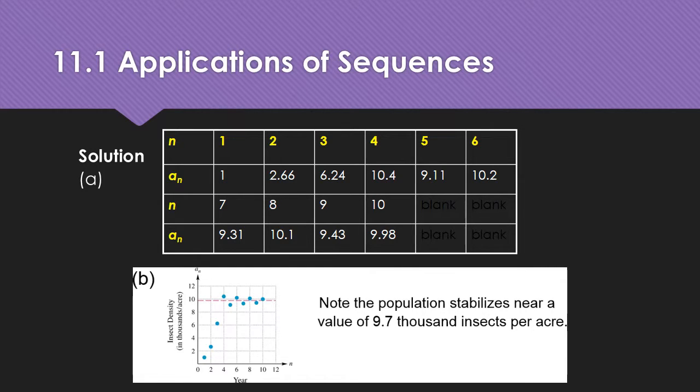And the graph, it says, note that the population stabilizes near a value of 9.7 thousand insects per acre, which if you think about it with an example like this, a population, there comes a time when the population just can't grow anymore because of its environment. So this actually makes a lot of sense.